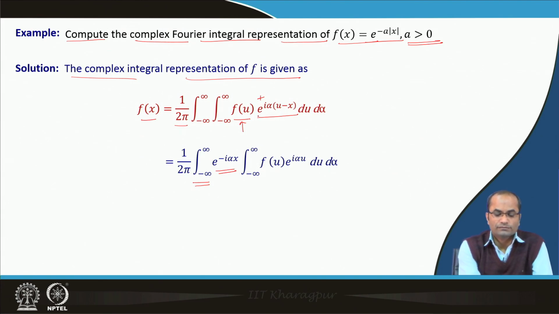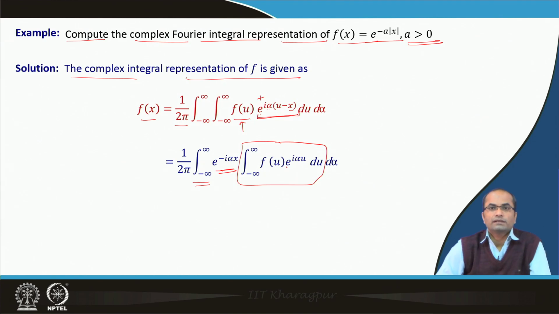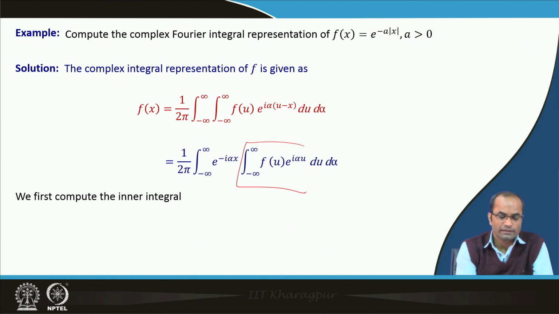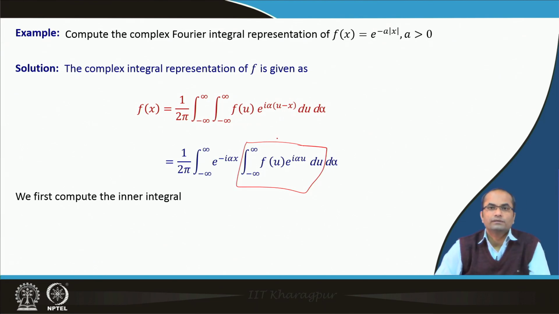So, we have again split it into 2. So, e power I alpha x we can take out, then this inner integral, because this inner integral is over u. So, we have f(u) and e power I alpha u and then the outer integral over alpha. So, having this, now we can compute this inner integral first and then we can put that value here, and that will be the complex Fourier integral representation of f.